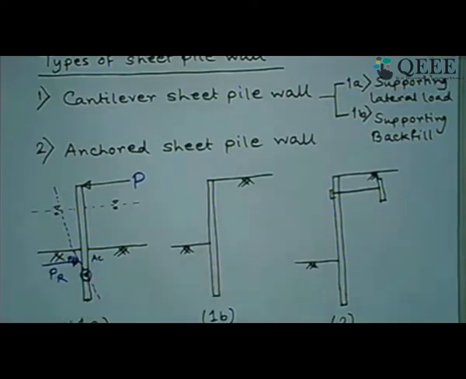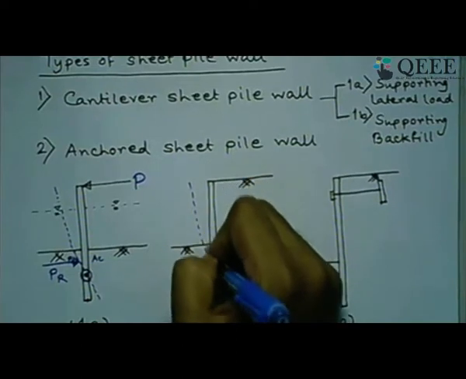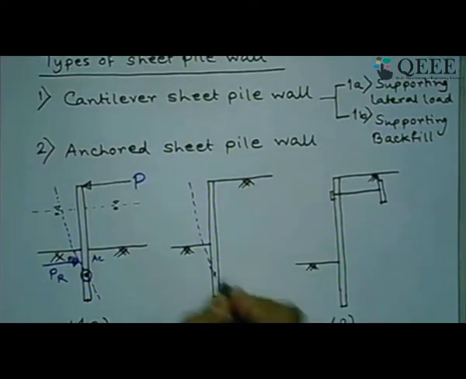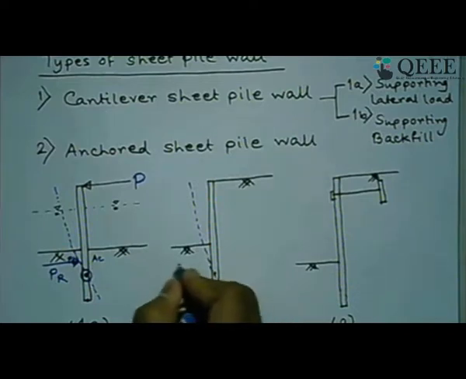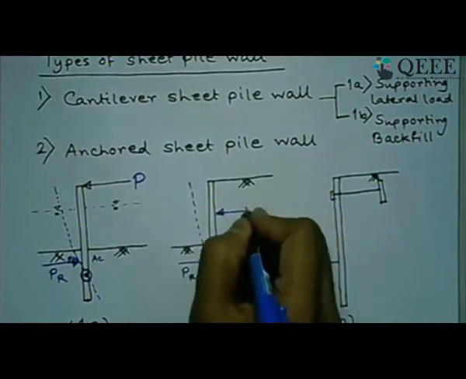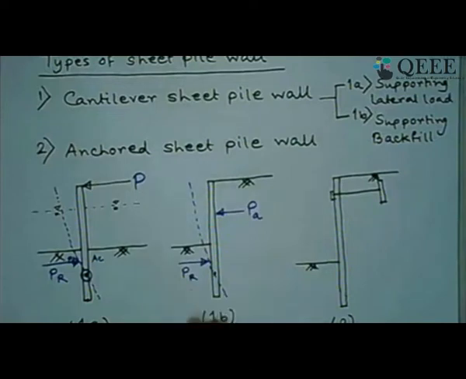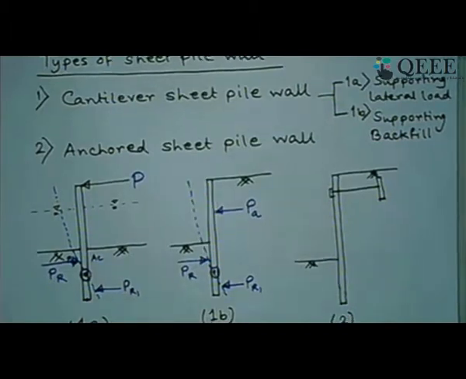Whereas for this type of cantilever sheet pile wall, the deflection also will be of similar nature like this, and here also the same logic will apply, that you have a resultant force coming from this side and we have some active thrust from this side. So to keep these forces in equilibrium, we must have this point of rotation somewhere above the bottom of the sheet pile wall, so that there is also another resultant force, let us say PR1, which will make the system in equilibrium.